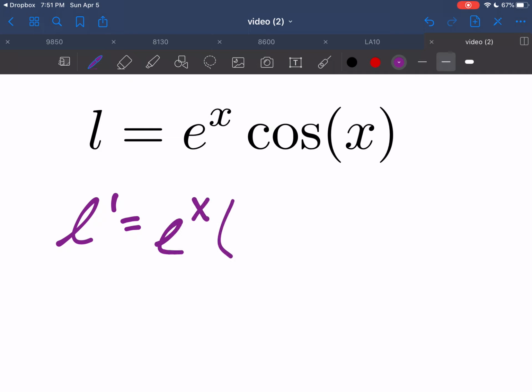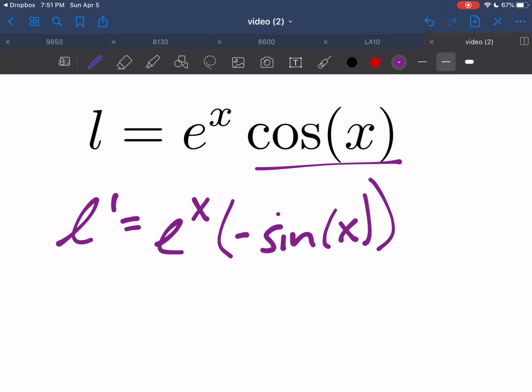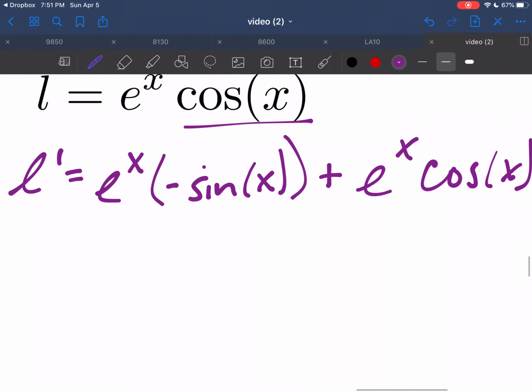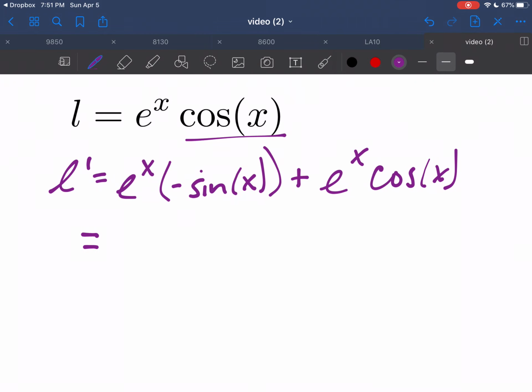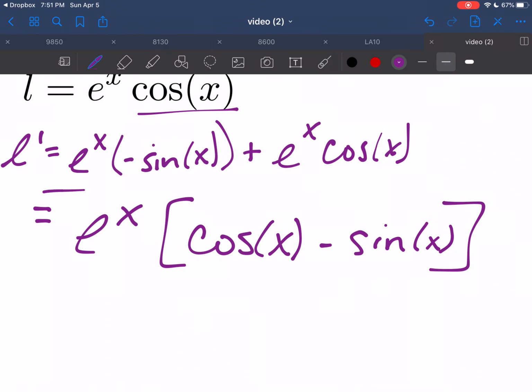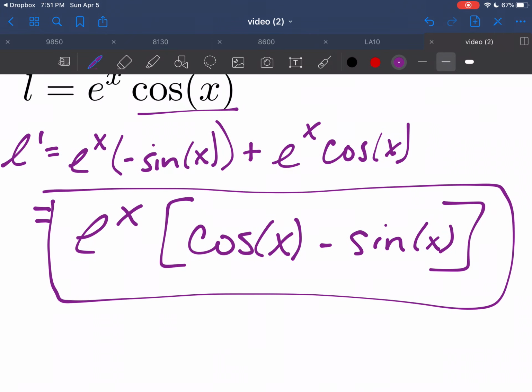So we have e to the x times the derivative of cosine, which is negative sine of x, plus the derivative of e to the x, which is just e to the x, times cosine of x. Okay, and if we want to, we can simplify it a little bit by factoring this e to the x out and writing it as e to the x times cosine of x minus sine of x. But there's really not any other way to factor or to simplify that one. All right.